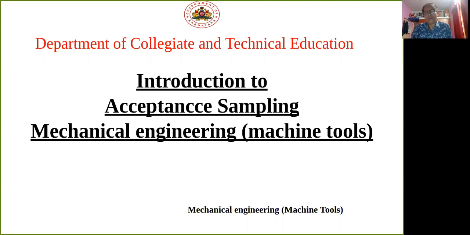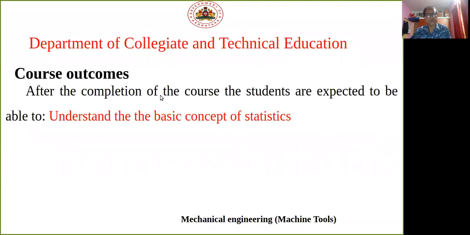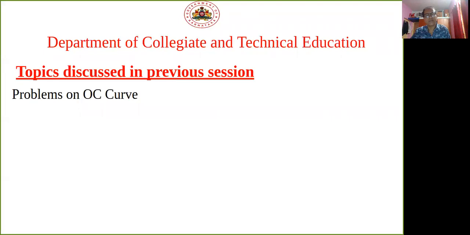Welcome to the seventh session of Unit 6, acceptance sampling, of the subject called statistical quality control. On completion, the students will be able to understand the basic concepts of acceptance sampling.